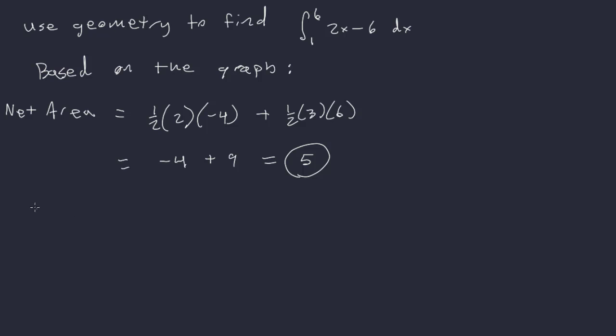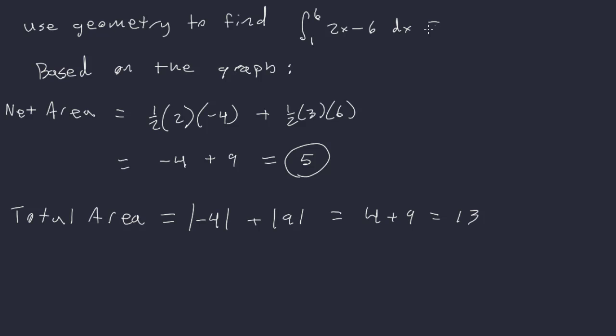If you wanted the total area, well, you would just do what you're used to doing and make everything positive. Right, so the total area would be you basically take the absolute value of everything. Right, so you get 4 plus 9, which will be 13. However, the definite integral doesn't care about the total area. It gives the net area. Okay?